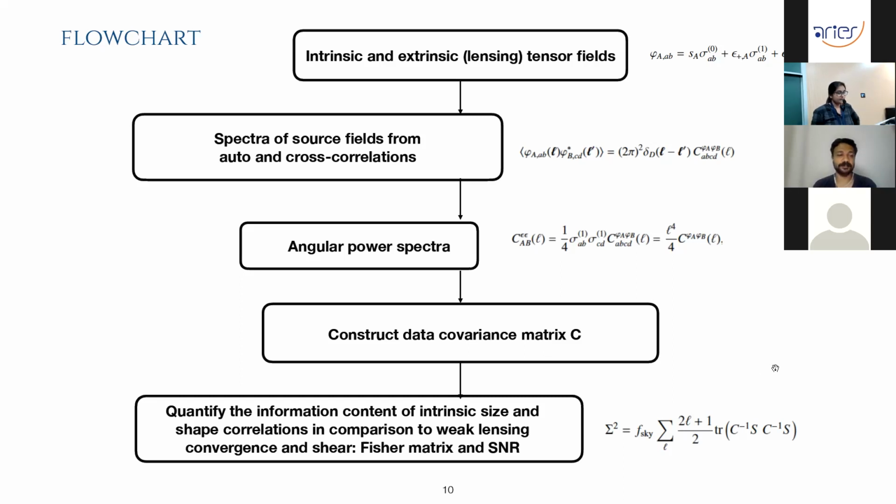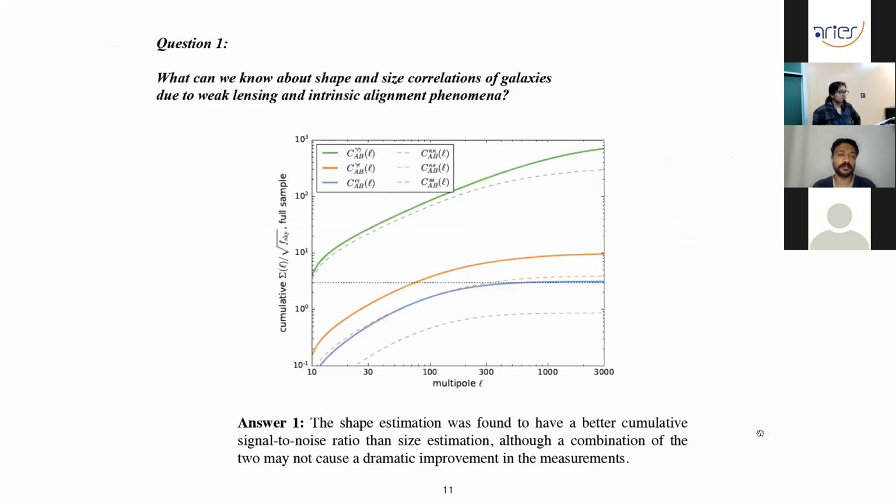So this is the signal to noise ratio. It's given in terms of the covariance matrix, and S is the noiseless signal. When we take noise to be 0, we have this matrix S. So to answer the first question that I posed earlier, what we can know about shape and size correlations of galaxies due to these phenomena.